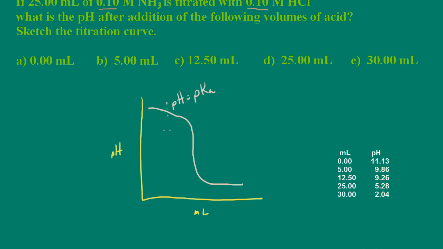So what's important is we have several regions in this curve. We have a buffer situation here. In this region here, we have a buffer situation at the halfway point of the titration. The pH is equal to pKa. And then we have our equivalence point, and then the region after the equivalence point, which is just due to excess acid.